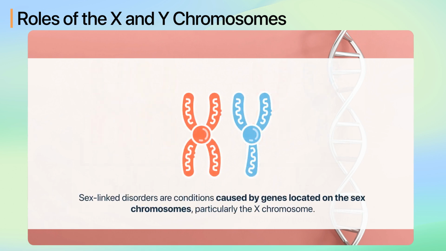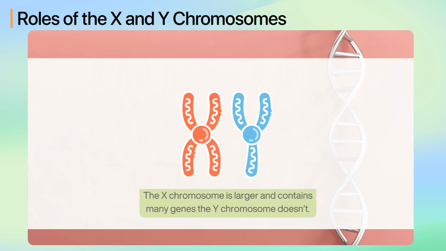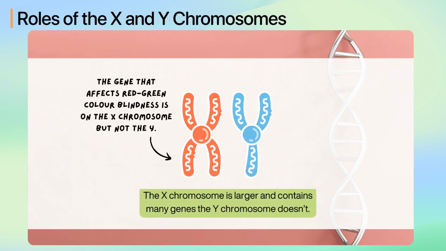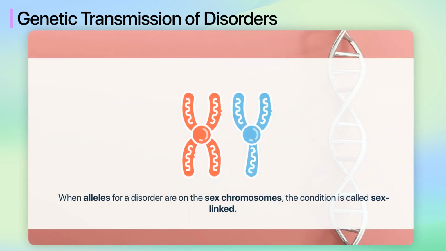Sex-linked disorders are conditions caused by genes located on the sex chromosomes, particularly the X chromosome. The Y chromosome is smaller and carries fewer genes, meaning most sex-linked disorders are linked to the X chromosome. So how are these disorders inherited? When alleles for a disorder are on the sex chromosomes, the condition is called sex-linked.